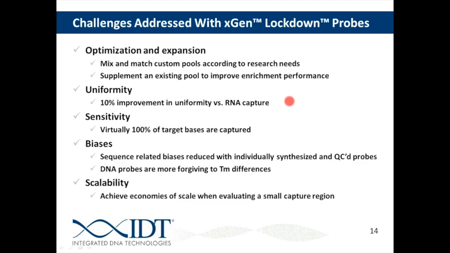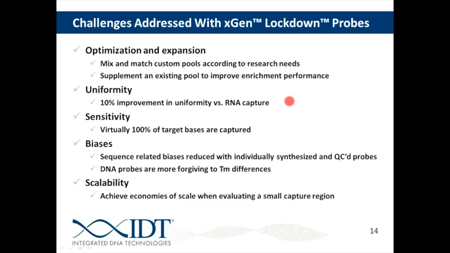Sensitivity is also addressed by ensuring that virtually 100% of target bases are captured. And biases are reduced with our QC process. So sequence-related biases are reduced with individually synthesized and QC probes. One of the main differences of our technology versus other capture technologies is that we individually synthesize and QC our probes, thereby ensuring that each individual sequence that is synthesized is present in your pool before it is delivered to the customer. DNA probes are also more forgiving to TM differences.